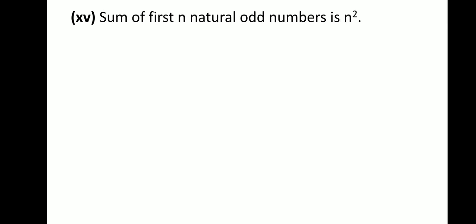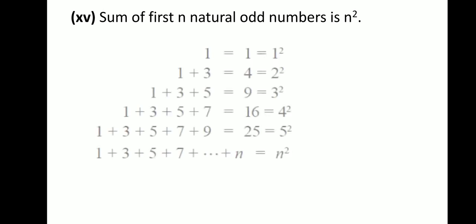Sum of first n natural odd numbers is n square. Now, if we observe the pattern, 1 is equal to 1 square. 1 plus 3 is equal to 4, that is equal to 2 square. 1 plus 3 plus 5 is equal to 9, that is equal to 3 square. 1 plus 3 plus 5 plus 7 is equal to 16, which is equal to 4 square. 1 plus 3 plus 5 plus 7 plus 9 is equal to 25, which is equal to 5 square.